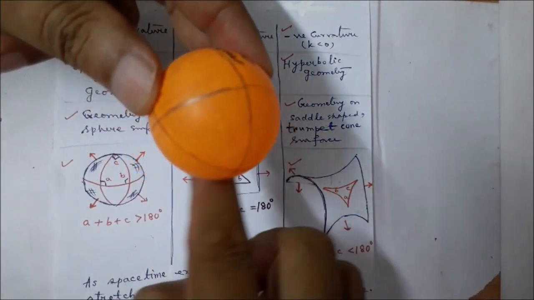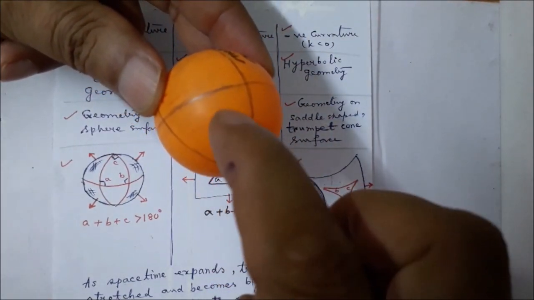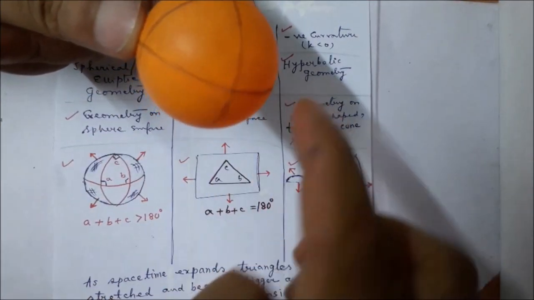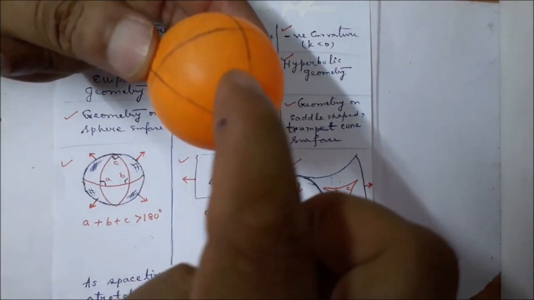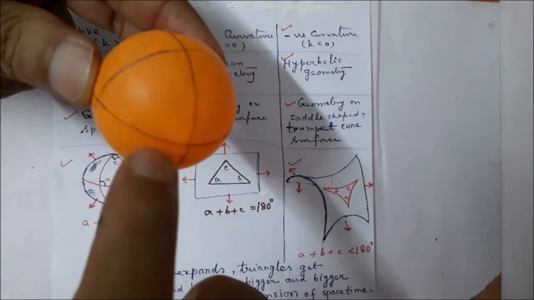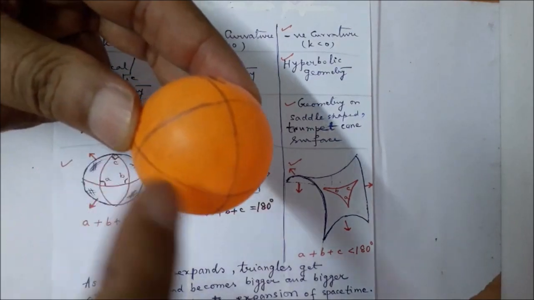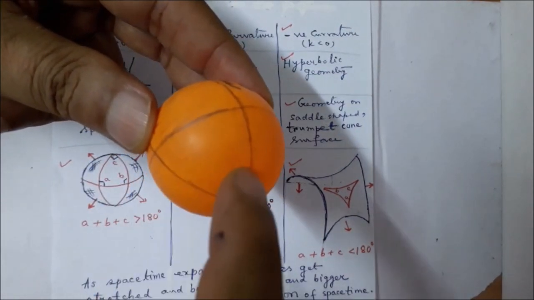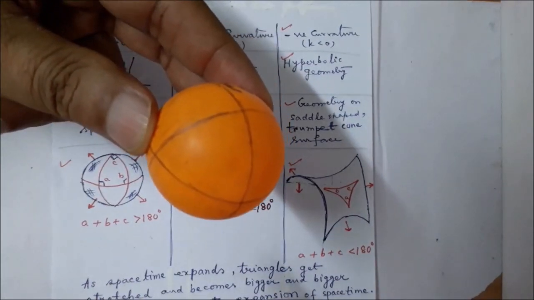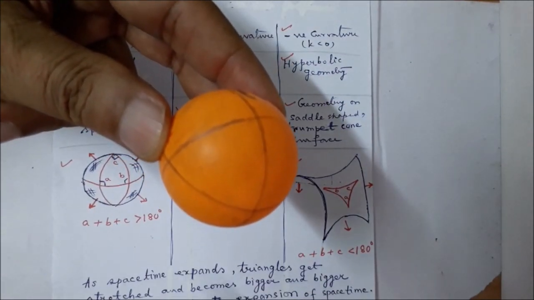Now this is one great circle. This is another great circle which has been drawn in such a way that this angle is 90 degrees. We have drawn another great circle here which makes an angle of 90 degrees with this great circle as well as this one. So we have three great circles, 1, 2 and 3, and they intersect at three points, and at each point the angle is 90 degrees. So this is a triangle upon a sphere which contains three right angles. So the sum of these angles is 270 degrees.